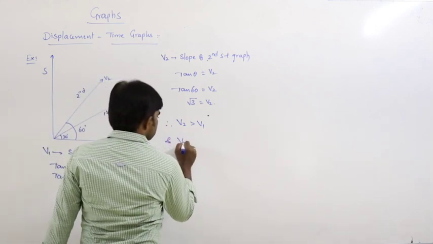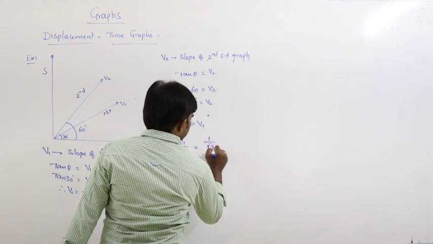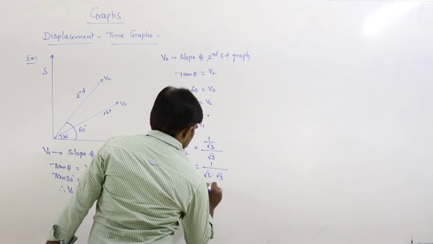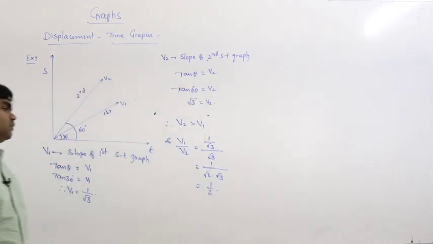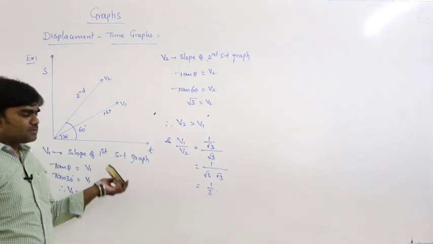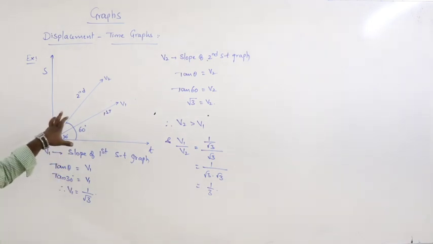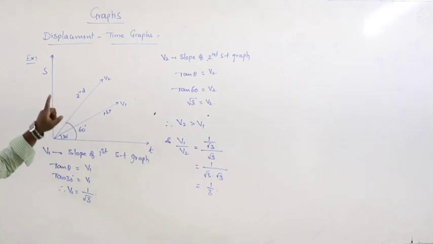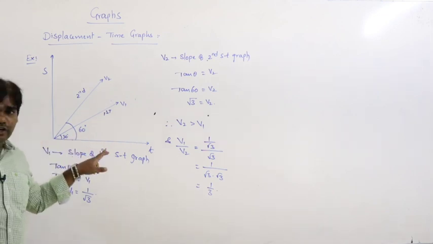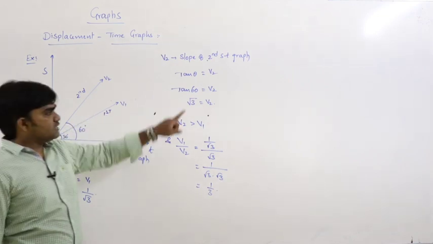And let us say V1 by V2, the ratio of velocities: 1 by root 3 divided by root 3. So 1 by root 3 into root 3 is 1 by 3. So V1 by V2 is equal to 1 by 3, or V2 by V1 is equal to 3 by 1. The options may be like this anyway. How can we do this type of problem? Slope of a displacement time graph gives velocity. If the angle is mentioned, how can you find the slope? Tan theta. So for the first one tan 30, for the second one tan 60.